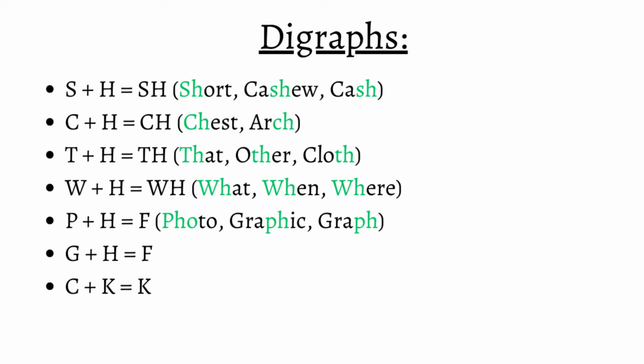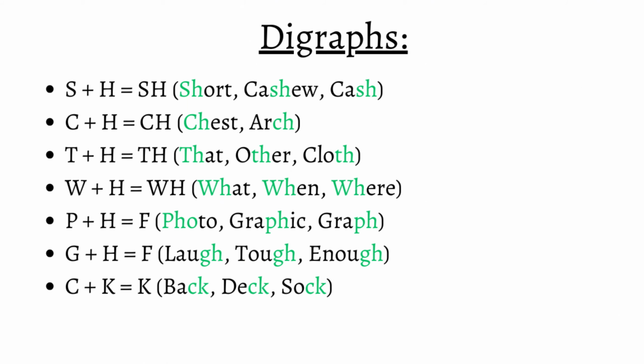The most common use for G and H is when they're placed at the end of words, like laugh, tough, and enough. The same applies to C and K, making k, like in the words back, deck, and sock. These, however, are not the only digraphs, because there are digraphs with silent letters, like K and N, W and R, G and N, and G and H.